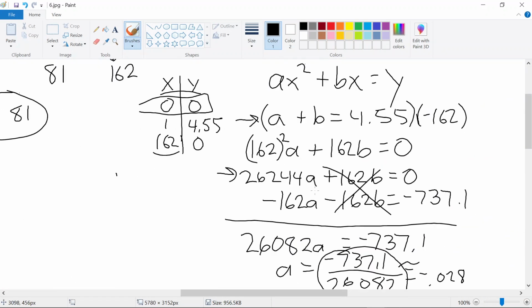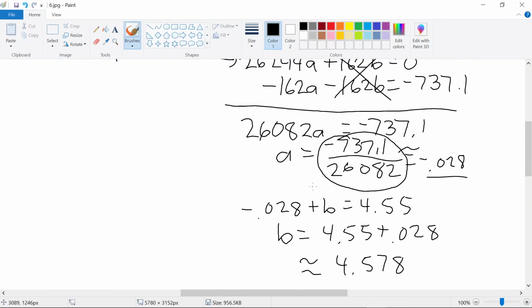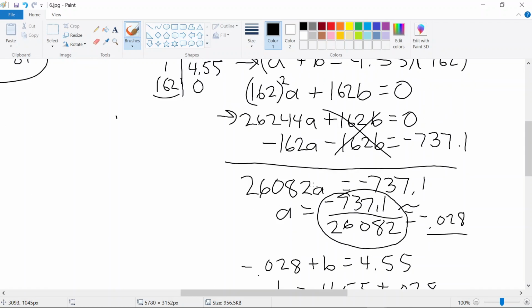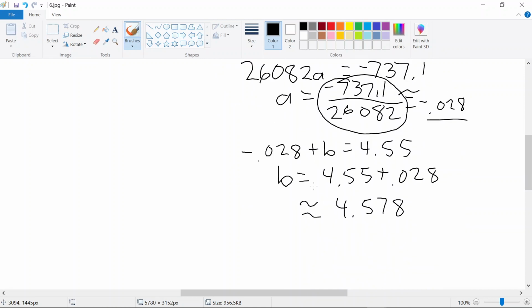4.578. Yeah, I think it comes out close enough. So that's the whole equation. A is negative 0.028, and b is 4.578. So it's going to be ax squared: negative 0.028 x squared plus 4.578 x, and that's going to equal whatever that y number is.